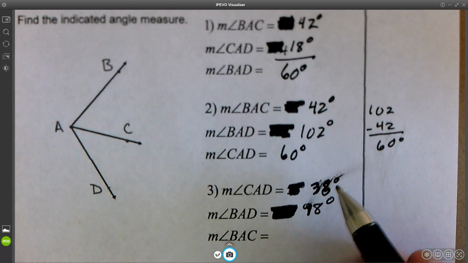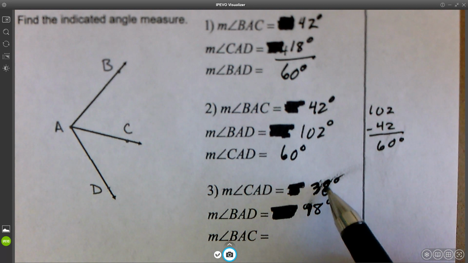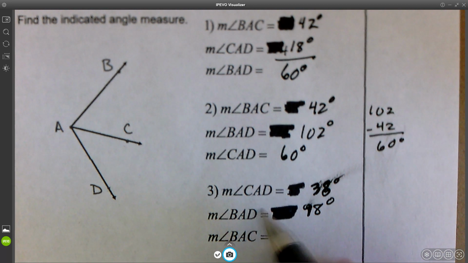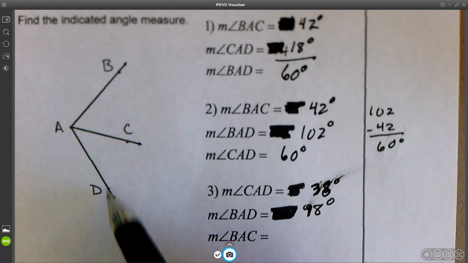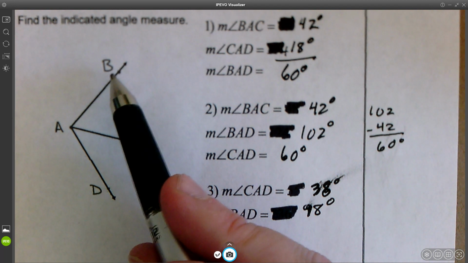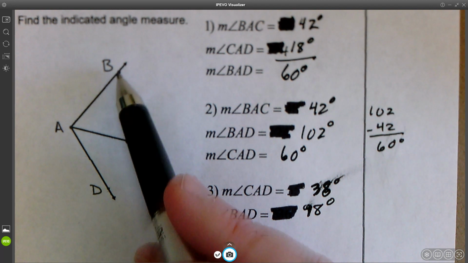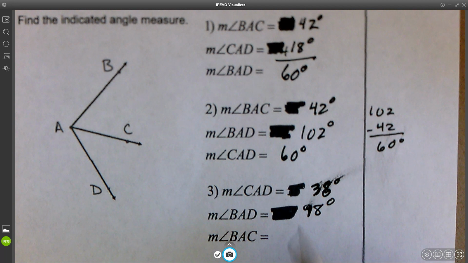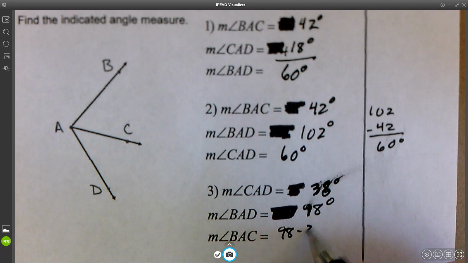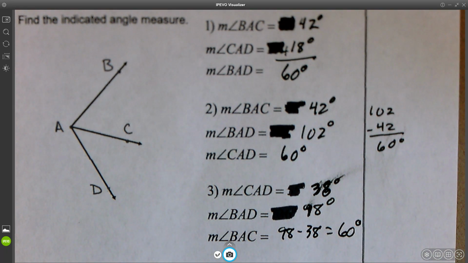And then for our last one, again, small, BAD or DAB, it means the same thing, same angle, is the big one. So you've got 98 minus 38, which is going to give you 60 degrees. Okay.